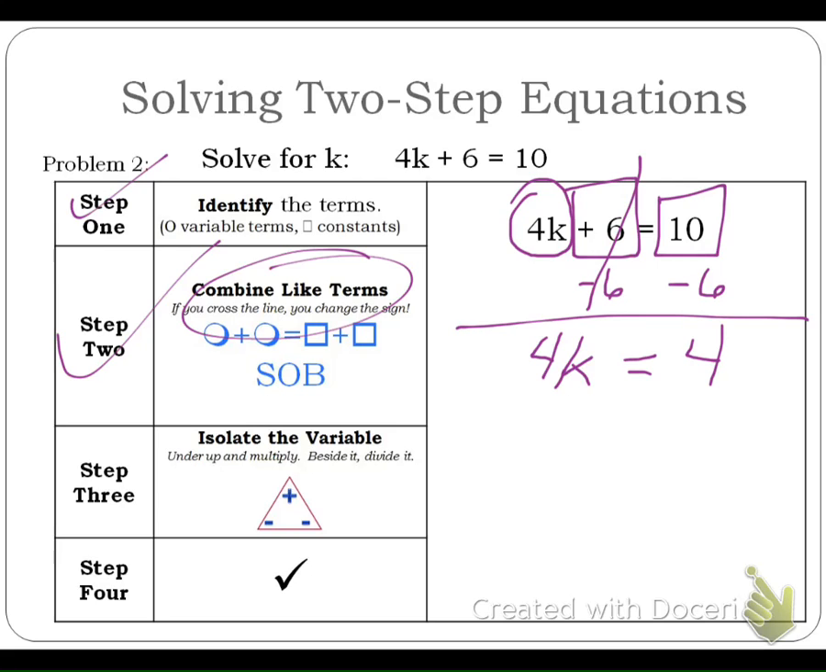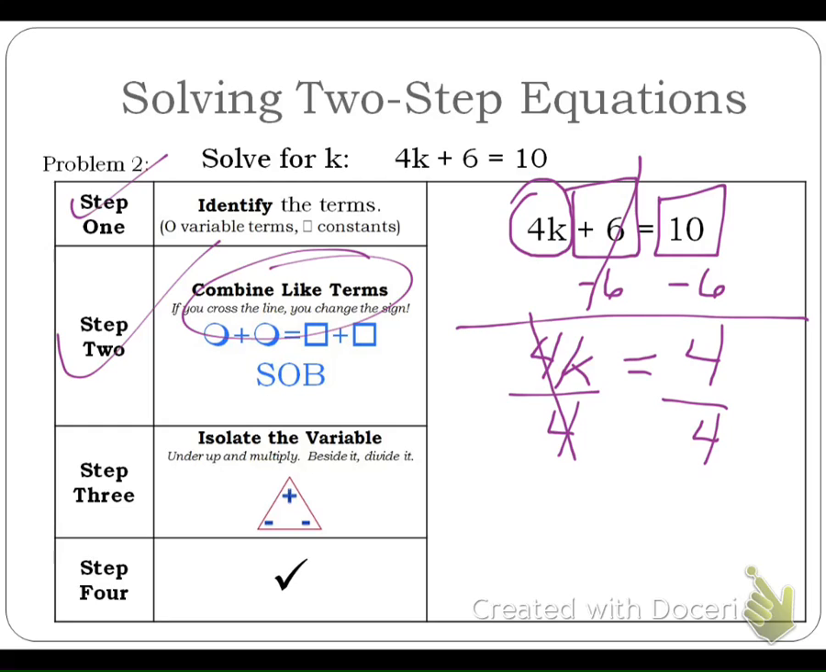Step 3, I need to isolate my variable from its coefficient. I see that it has a coefficient of 4 that's beside my variable. And what do I remember to do? If it's beside it, I have to divide it. So I divide both sides by 4. Notice that I did not change the signs. That's what you do when you combine.